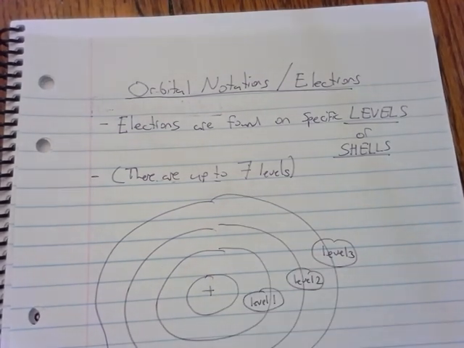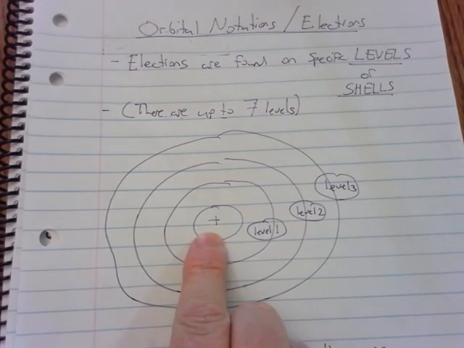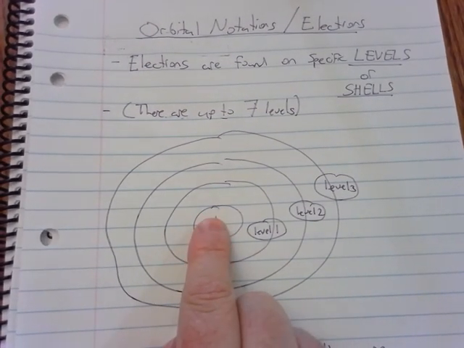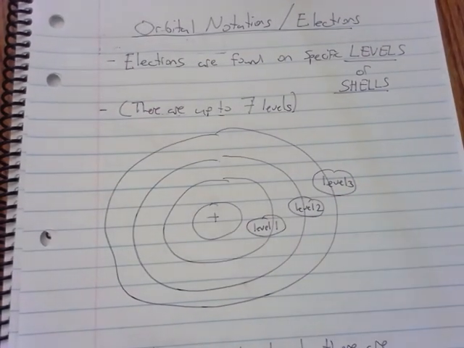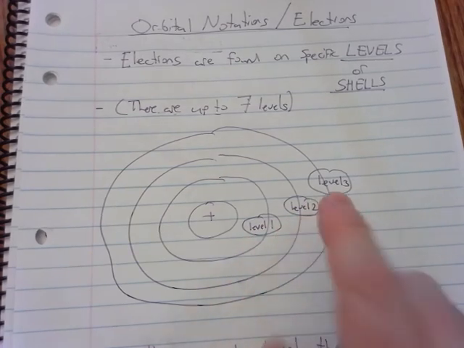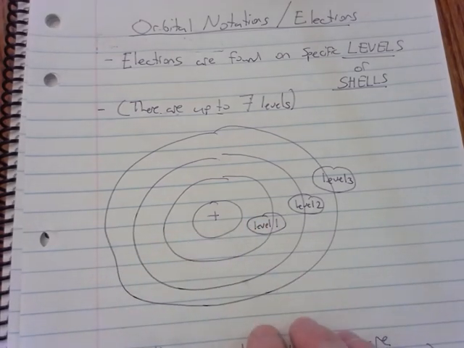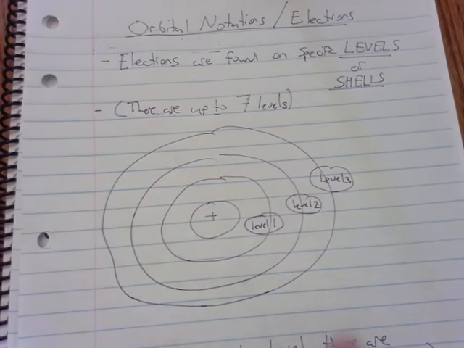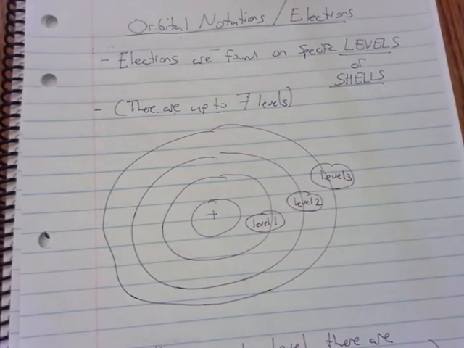So if you were drawing a picture of an atom, it might look something like this, where the center is where the nucleus is, the protons and neutrons, and then you have levels and levels and levels around the atom up to 7. So I'm showing you level 1, level 2, level 3, and again it can go up to 7. And obviously, the further away the electron is, the further level it's on. The levels also have higher energy as you go further away from the nucleus. So level 3 has more energy than level 2, and level 2 has more energy than level 1.